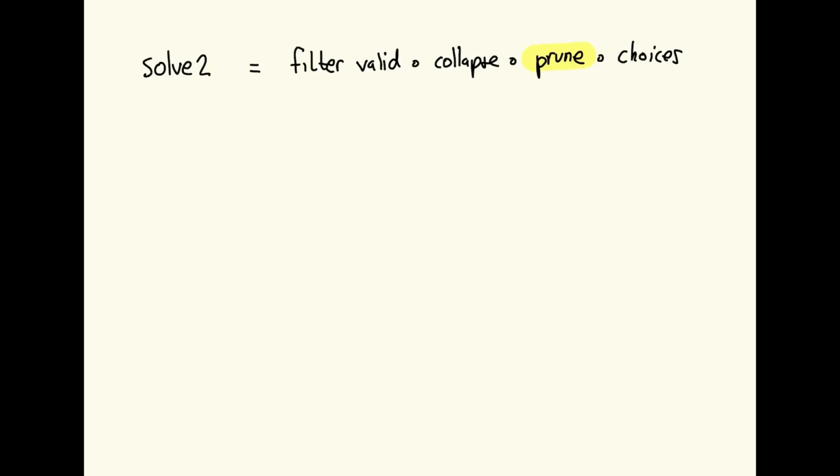And what prune does is it removes any choices which occur as single entries in a particular row, column, or box. So for example, if you had a 1 in the top left-hand corner of your Sudoku grid, then there's no point in having a 1 anywhere else in that row or that column or that box, because you've already got a 1 in the top left-hand corner. So that's what the pruning function is doing.